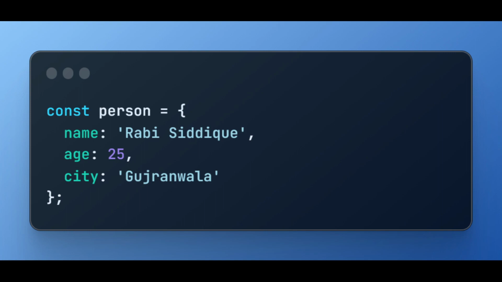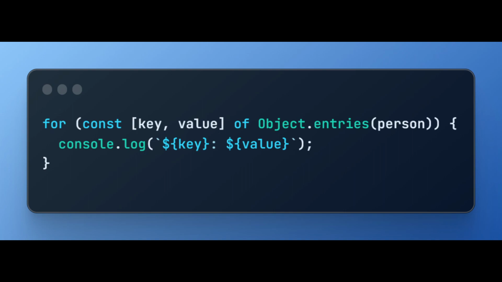The Object.entries method is used to return an array of an object's key value pairs. You can use this method to loop through an object's properties and perform operations on them. In this code, we have an object person with three properties, name, age and city. We use the Object.entries method to create an array of the key value pairs of the person object. Then we use a for-of loop to iterate over the array and destructure each key value pair into variables key and value. Finally, we log the key and value to the console using a template literal.